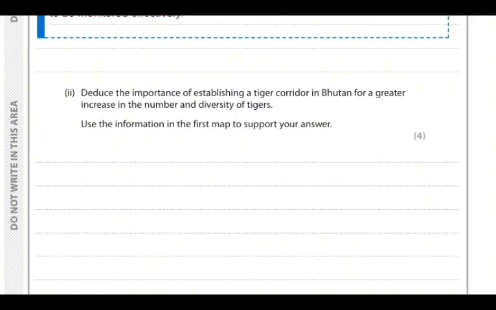Deduce the importance of establishing a tiger corridor in Bhutan for a greater increase in the number and diversity of tigers. If we do that, then the tigers from the different countries will be able to mate with the tigers from Bhutan, which will ultimately increase the gene pool, and it will stop interbreeding, and more healthy tigers will be born with more good alleles in them, with a much better gene pool. Okay, so now let's move on to the answer.